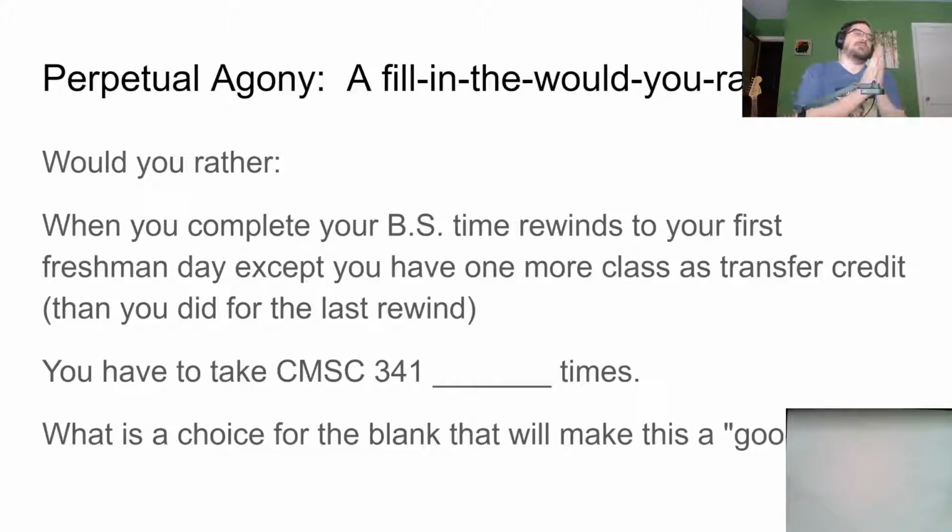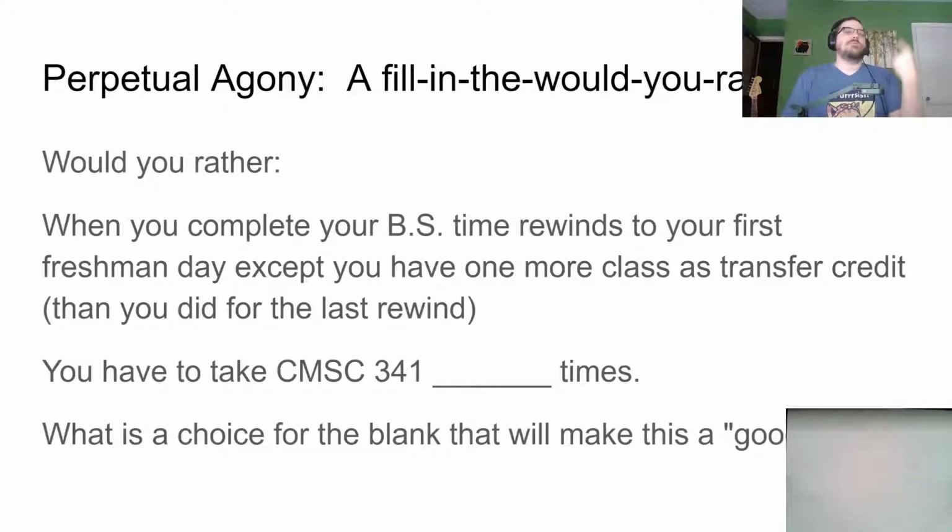So you take all of the things you need for a Bachelor's of Science, and then time rewinds, and you get to do the whole thing over again, except you get to transfer in one more class than you did before the last rewind. So you do the full thing.